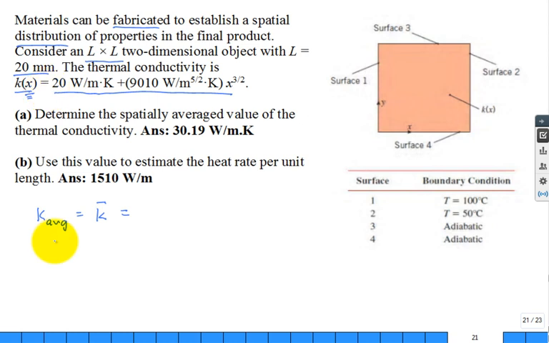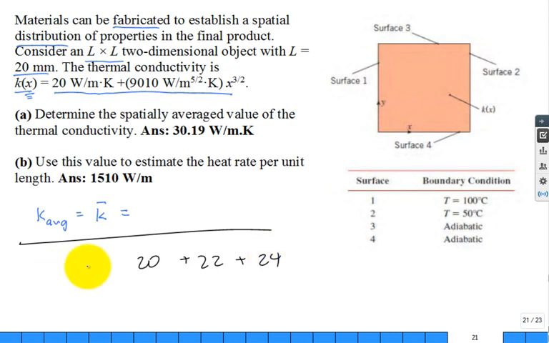Sometimes when you have a hard problem, it's best to break it down to a simpler problem. Somebody says, I've got this value of K. K is 20. Over here it's 22, and over here it's 24. I have 3 measurements of K: 20, 22, and 24, all with units of watts per meter Kelvin. Of those 3 measurements, can you give me K average? Give me the average of those 3 measurements. What would it be?